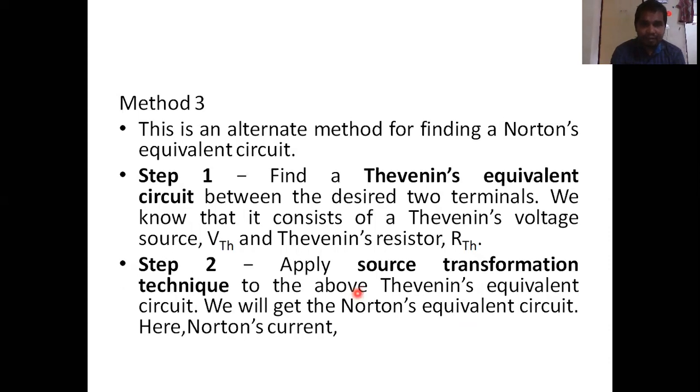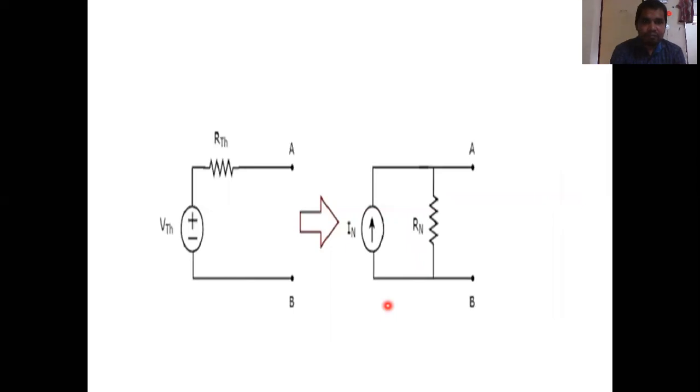Another method, the third method, is where you determine the Thevenin equivalent circuit. That means you determine the Thevenin voltage and Thevenin resistance, then apply source transformation. You might or might not know source transformation. It is a simple concept where a practical voltage source can be converted into a practical current source by Ohm's law. That's all. The Thevenin voltage VTH can be converted into a current source with the equivalent resistance. How will you determine this current? Current equals V by R.